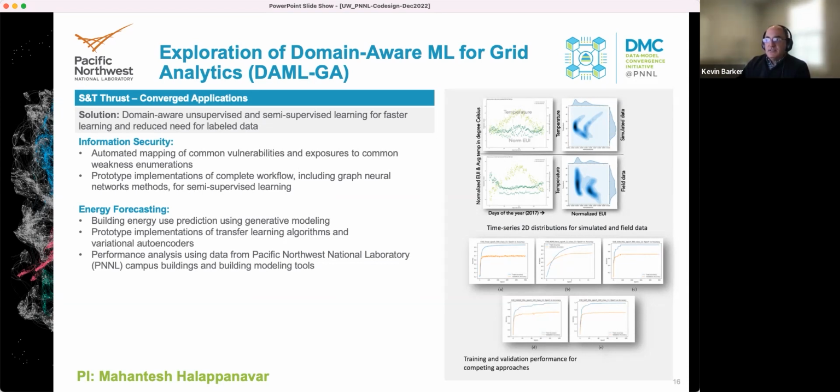In the energy forecasting domain, they looked at building models for energy prediction, using generative models and integrating those models with physics-informed models to understand how to optimally provide unit commitment and energy costing for dynamic load situations in the power grid. So two interesting areas there.